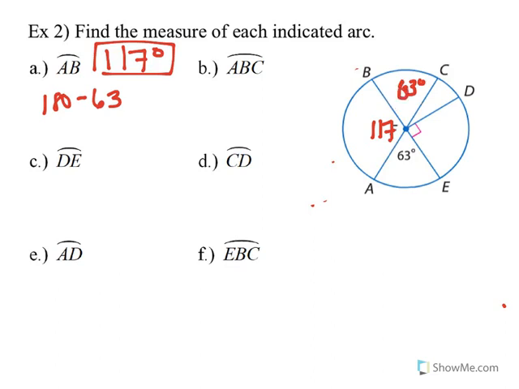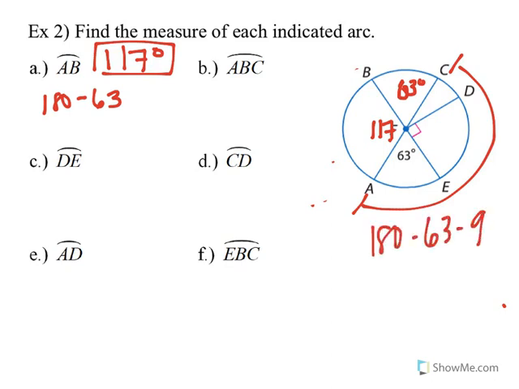So the only other piece I'm going to find and see if it's going to help me is angle CFD. So if I look, this part of the circle forms a semicircle, which means it adds to 180. So 180 minus 63 minus 90 is going to give me that little wedge up there, which will end up equaling 27 degrees.